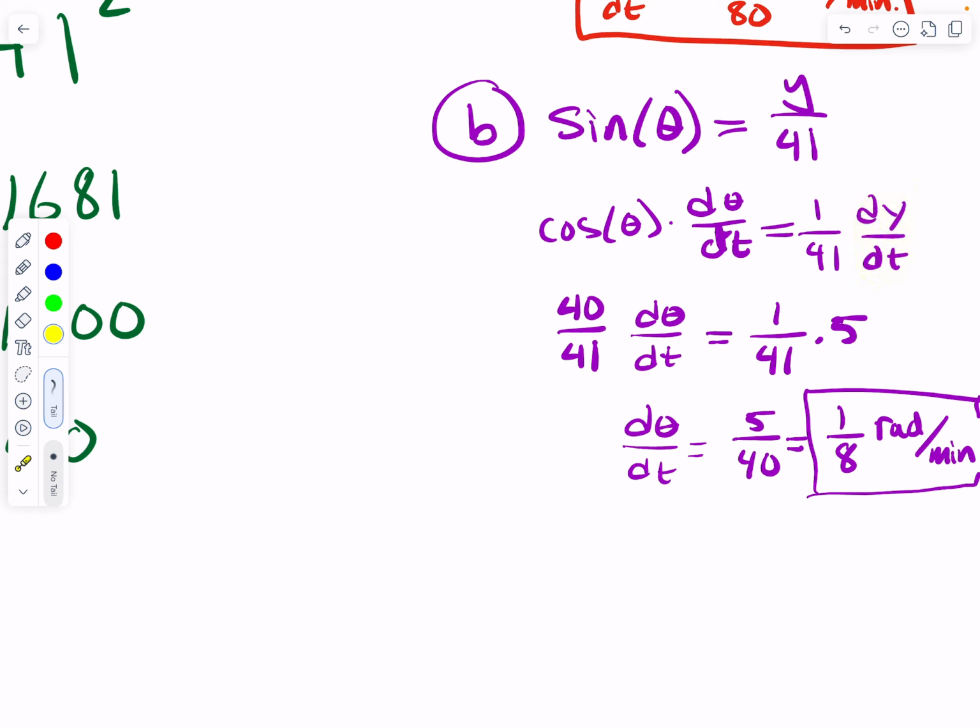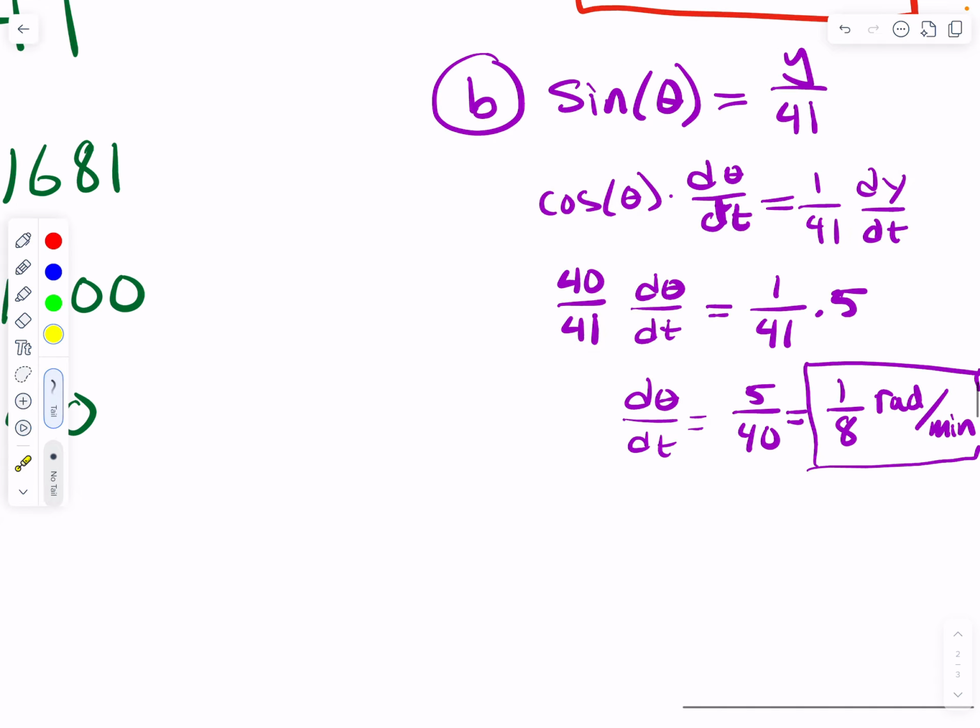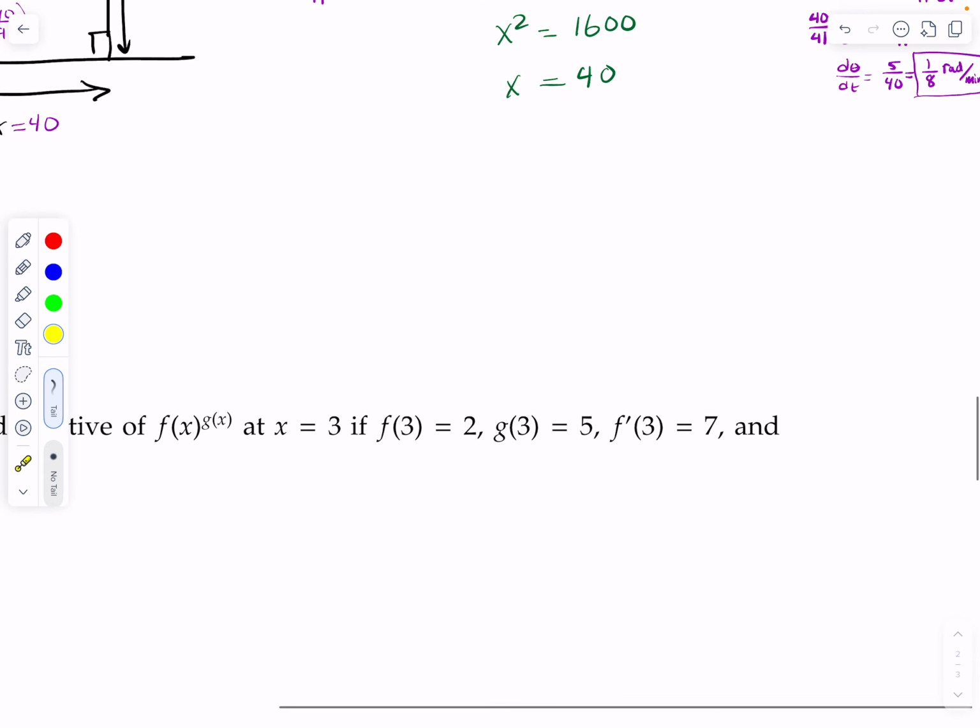So this is feet per minute, and this is 41 feet. 41 feet, feet per minute. And so the feet cancel. This doesn't have units. Well, you can think of it as feet over feet. Whatever. So it is radians per minute, though. At least that's what we tend to say. Okay, that's enough of that.